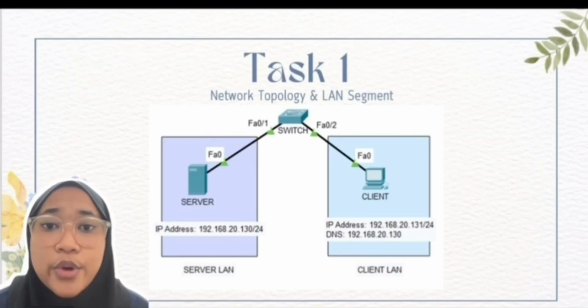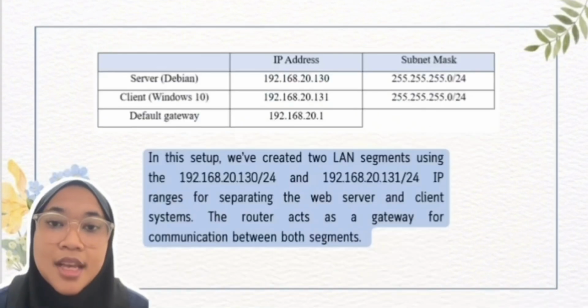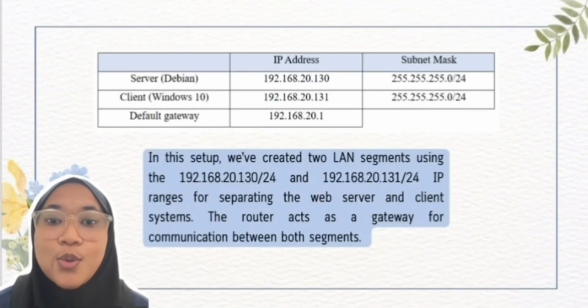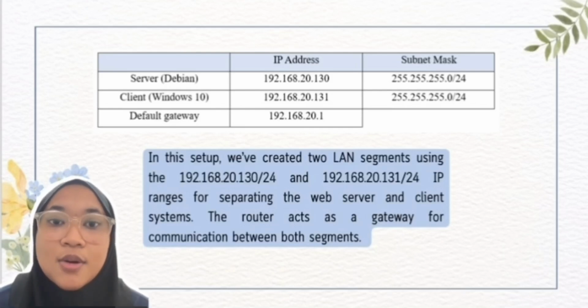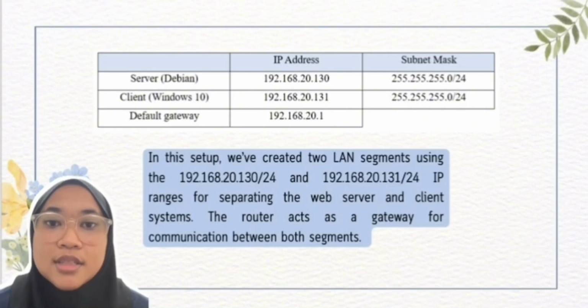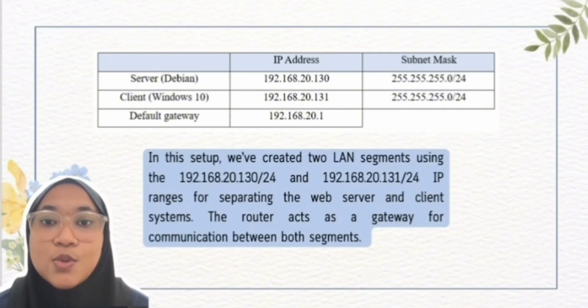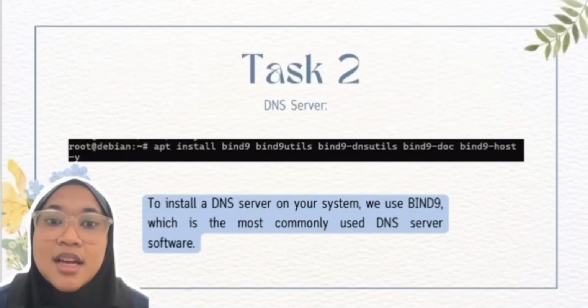As you can see, we have the server line and client line. In this setup, we have created two LAN segments using the 192.168.20.130/24 and 192.168.20.131/24 IP ranges for separating the web server and client system. Next, the second task, which is the DNS server.